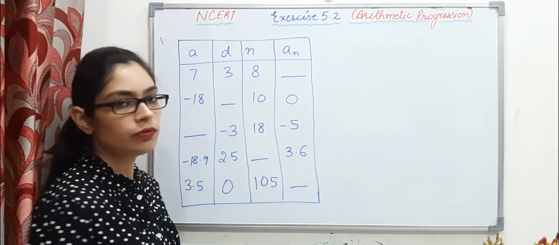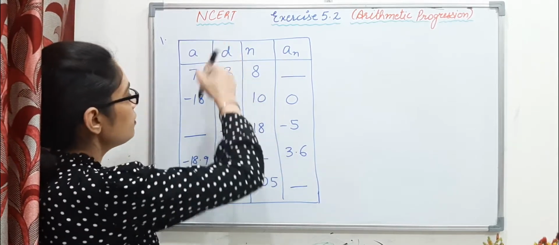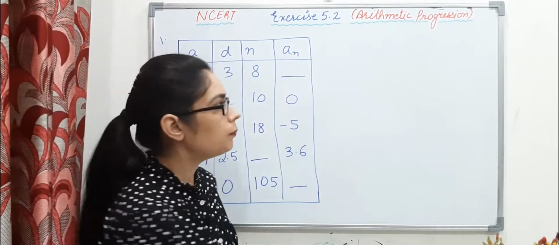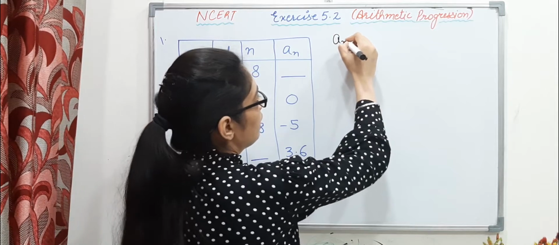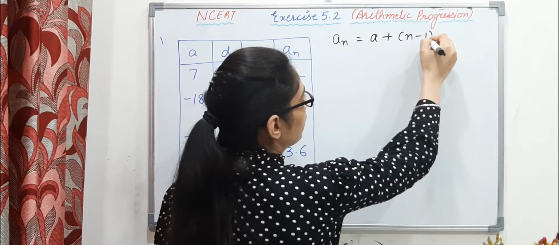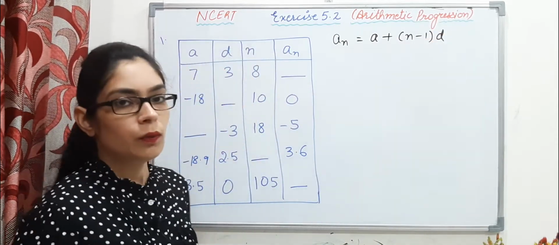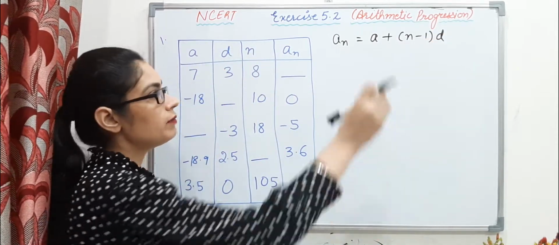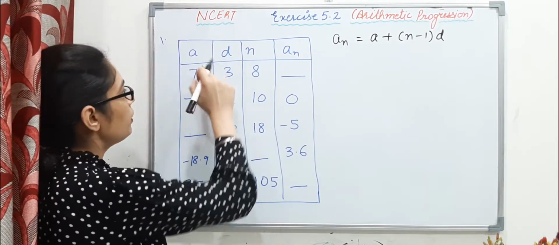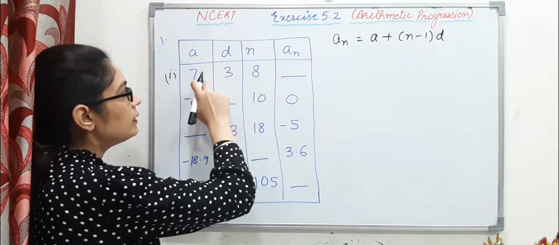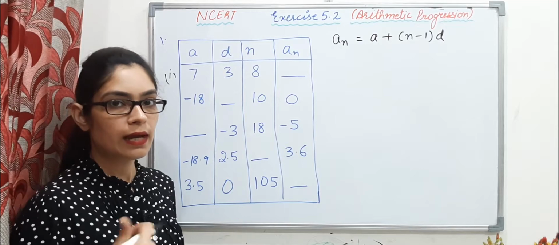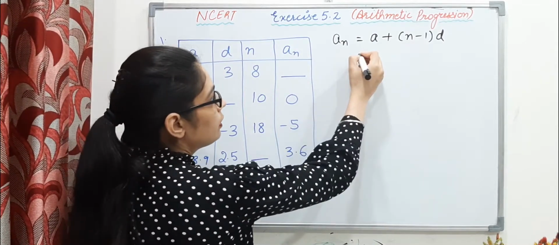In this we have to find the missing term. A, D, N and AN are the quantities. I will use the same formula which I have told you just now: AN is equals to A plus (N minus 1) D. Whatever value is given to us, accordingly we will substitute in this formula and then find the required thing. In the first part I can see A is given to us, D is also given, N is also given to us. So we have to find AN.